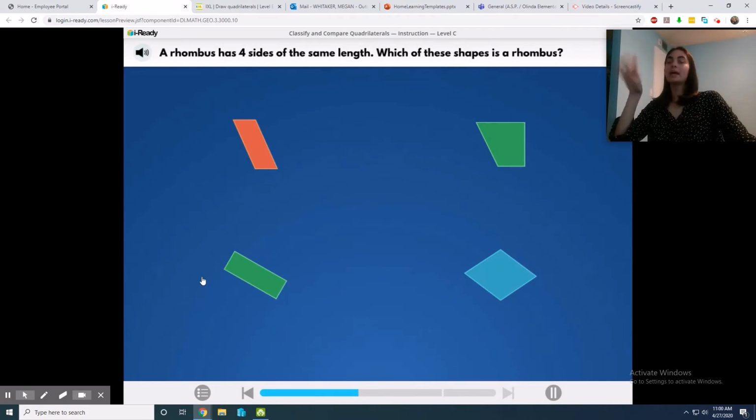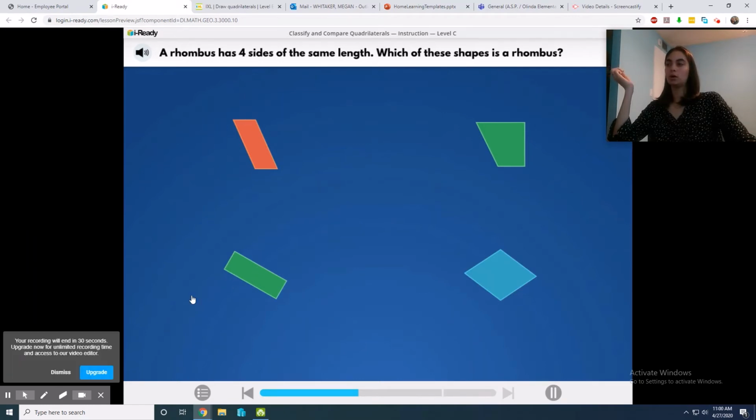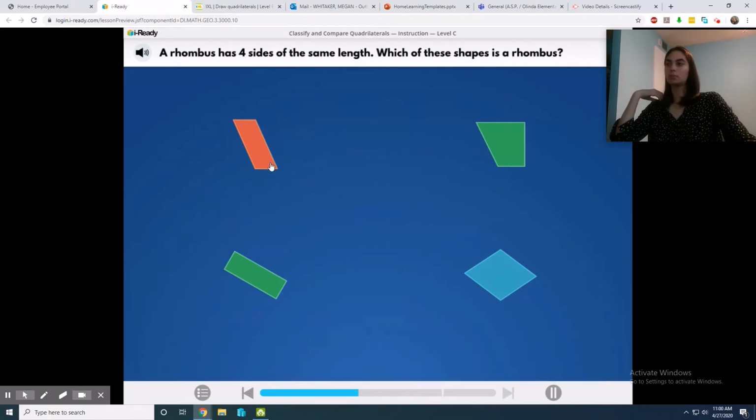So a rhombus has 4 sides of the same length. So which one is a rhombus? So this one, this side is longer than this one, not a rhombus. Longer than this one, not a rhombus. This one's longer, not a rhombus. So this one, they look like all the sides are the same length. So I'm going to go with this one.